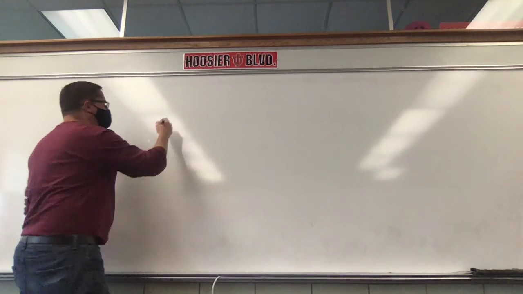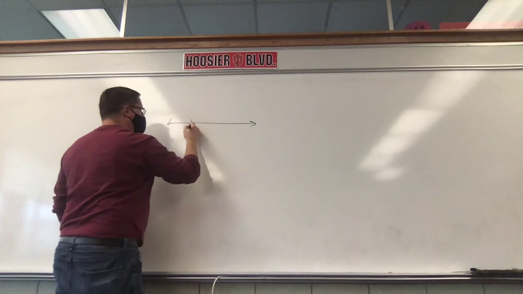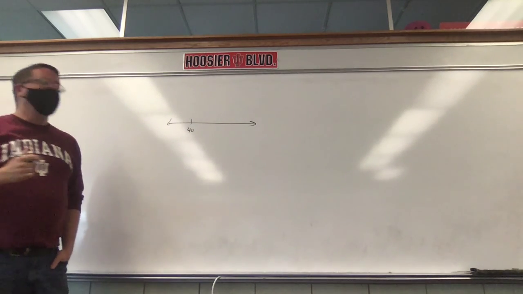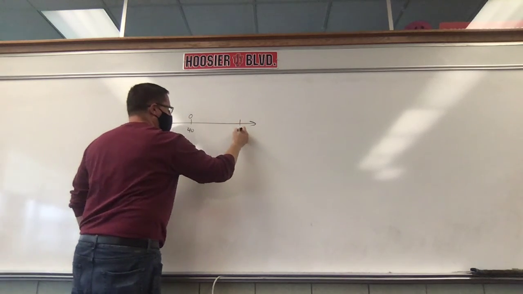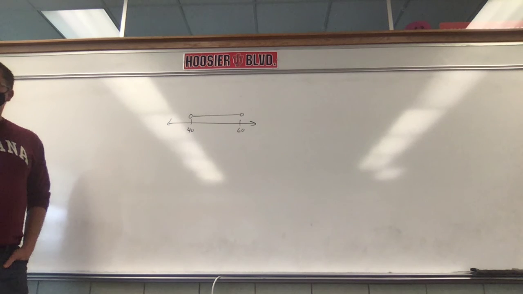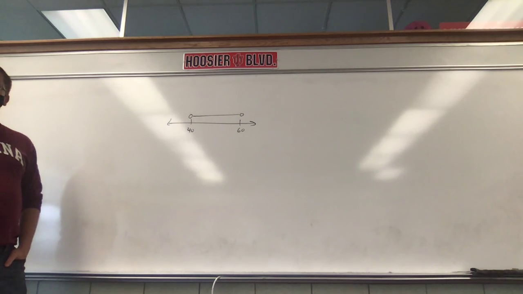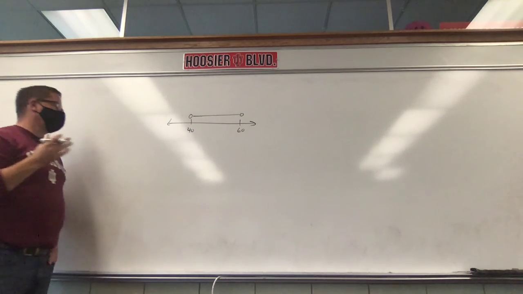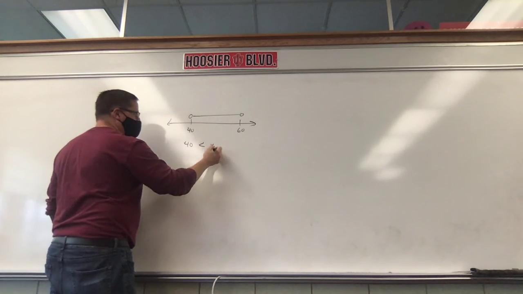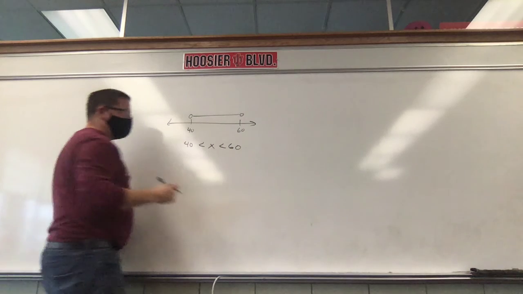So what it would look like is, on our graph, here's 40. Would it be open or closed at 40? Could I be 40? Open. It'd be open. And how about at 60? Open. Open, and everything in between there, okay? So this is what's sort of tricky: you'd write 40 is less than x and x is less than 60.